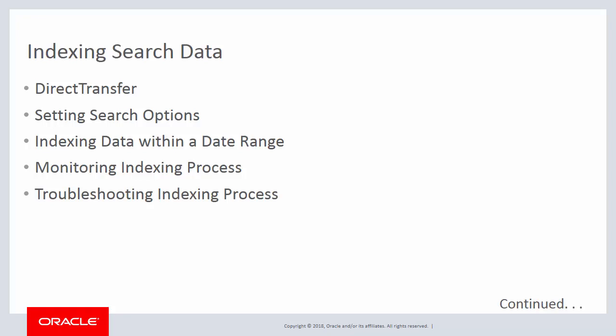The navigation is PeopleTools, Search Framework, and then Search Admin Activity Guide. In the Indexing Search Data topic, we'll discuss the new direct transfer technology, the global settings related to Elasticsearch, the new indexing option within a date range to improve indexing performance, how to monitor a search indexing process, and how to troubleshoot any indexing errors.